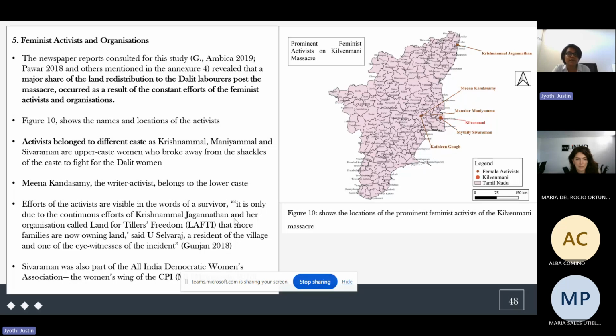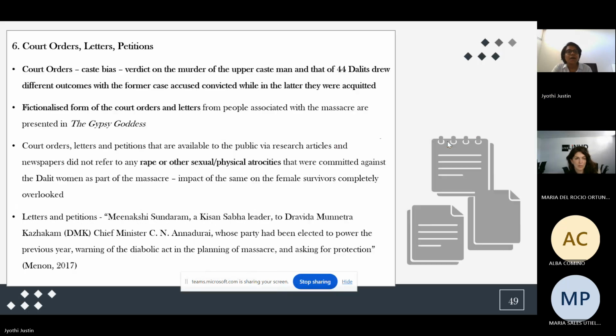All those feminist activists are also mapped in figure 10. We can see that most of the feminist activists were located closer to the site of the massacre, which enabled them to intervene and help the Dalit massacre victims.